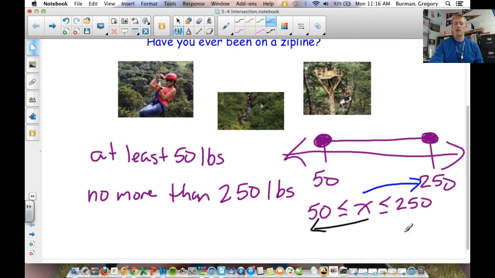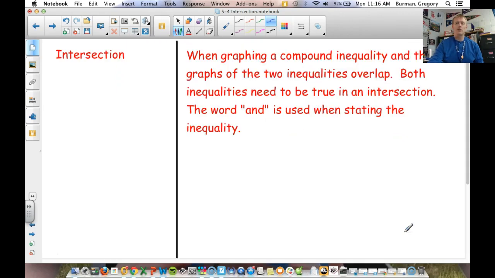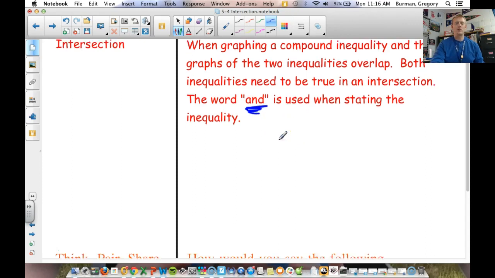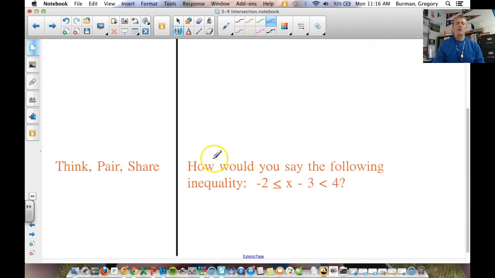solve these compound inequalities. So here are the notes for a compound inequality, and I see that myself is going to be a little bit in the way for us, so I'll have to move the location of where I put myself today. When graphing a compound inequality and the graphs of the two inequalities overlap, both inequalities need to be true in an intersection. The word "and" is used when stating the inequality. So I already described this for us.